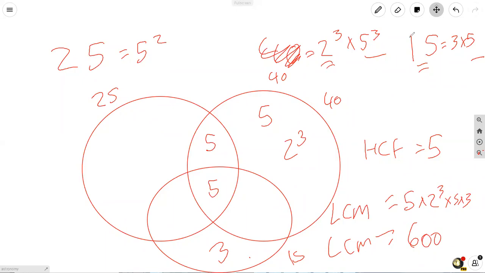So you do need to know this method when you're dealing with GCSE higher, because believe me, I've seen the GCSE higher questions and they expect you to know this. So we're going to do the number 40. I want you to do 40, 56, and 60.